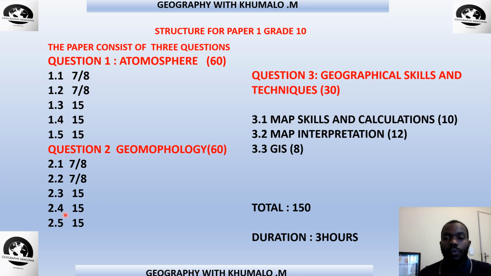The same structure applies in question 2. Then question 3, we have map skills and calculation for 10 marks, and map interpretation based on paper 1 topics out of 12 marks. And then we've got GIS, which is out of 8 marks. That means the total for paper 1 will be 150 marks, and you're going to write for 3 hours. Yes, you wrote for 3 hours last year when you were doing grade 10. So this year we are still going to write for 3 hours for 150 marks.